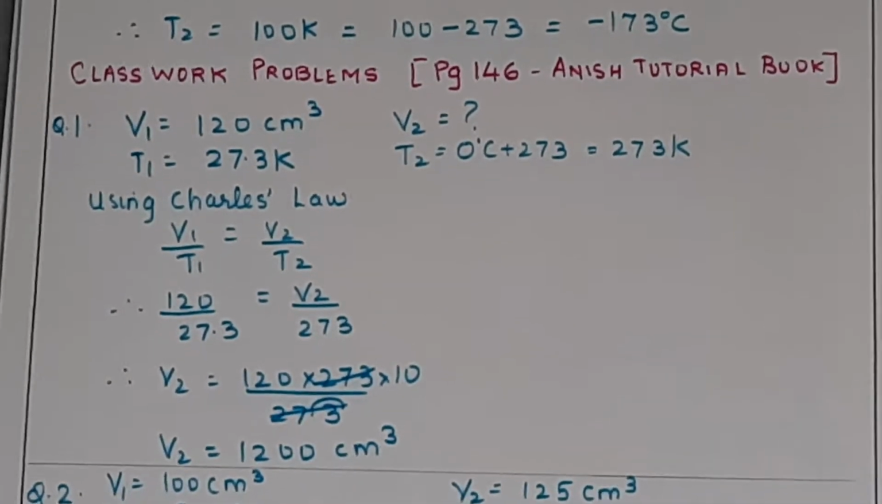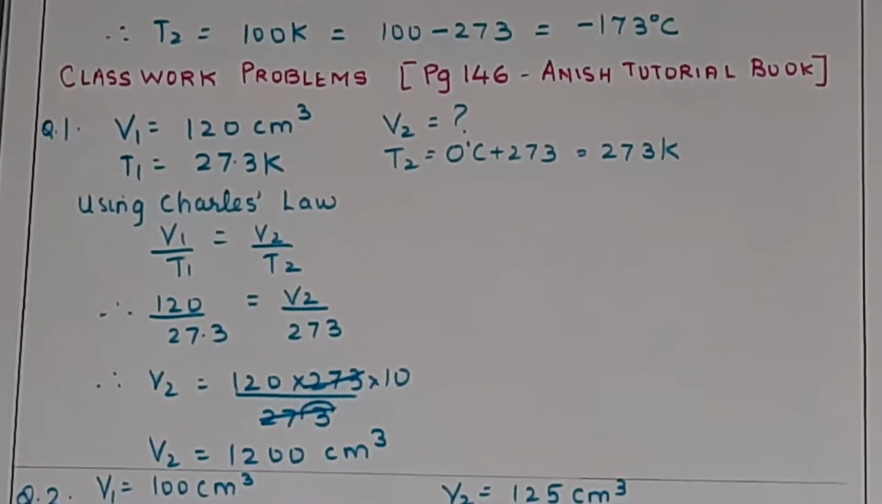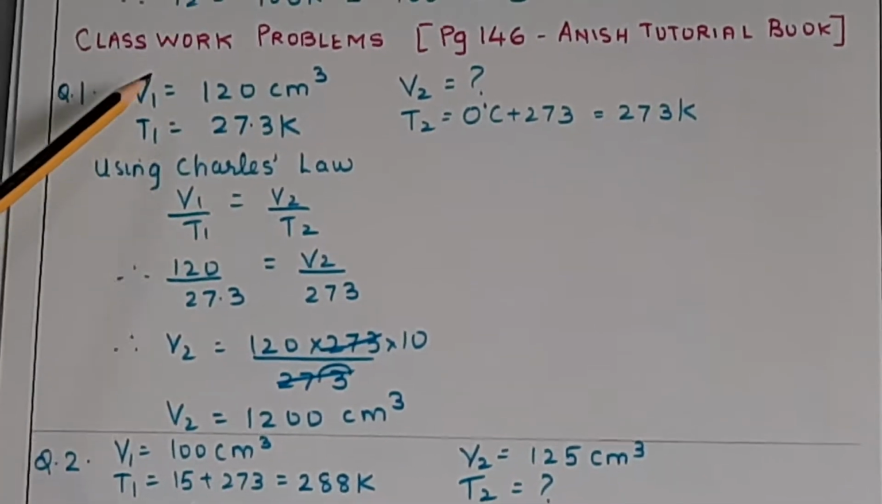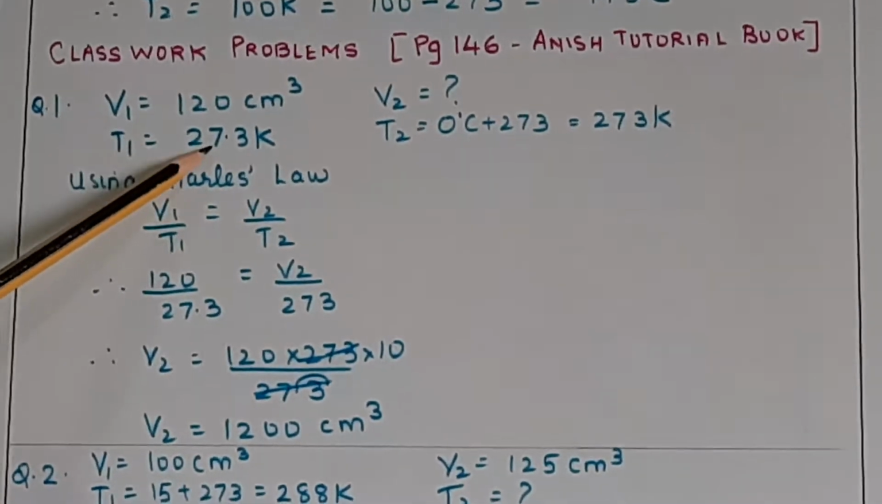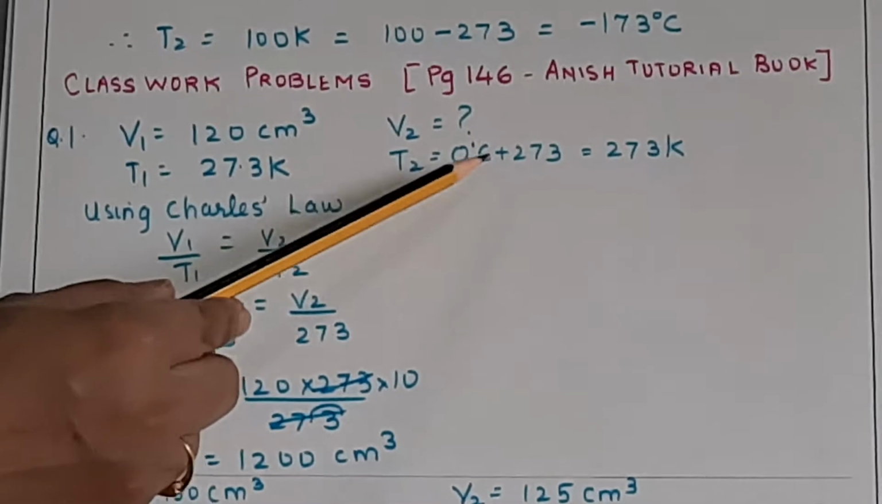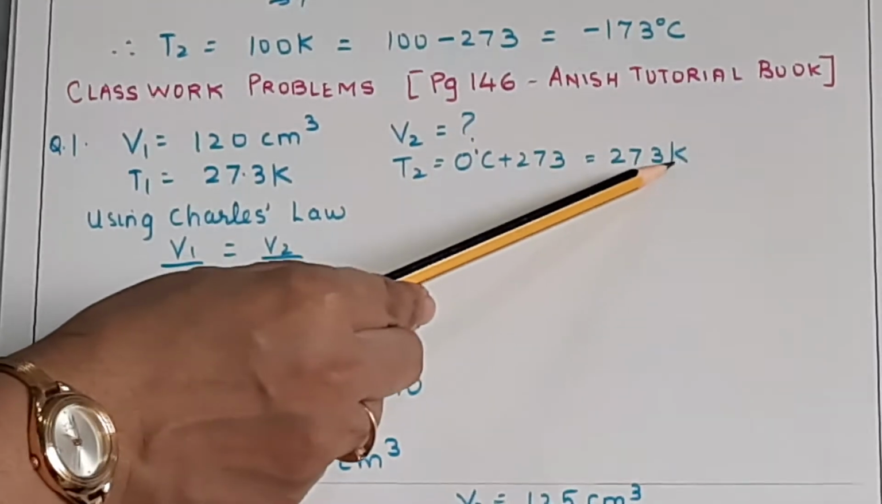Temperature is raised to 0 degrees Celsius. What is the new volume of the gas? Now here they are directly giving you the temperature in Kelvin, so you don't have to convert. V1 is 120, V2 we don't know, T1 is 27.3 K, T2 is given as 0 degrees Celsius, so you have to convert that to Kelvin by adding 273, so it will be 273 K.